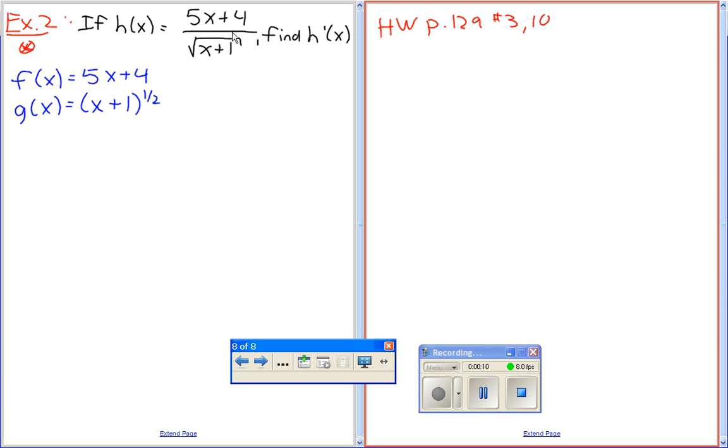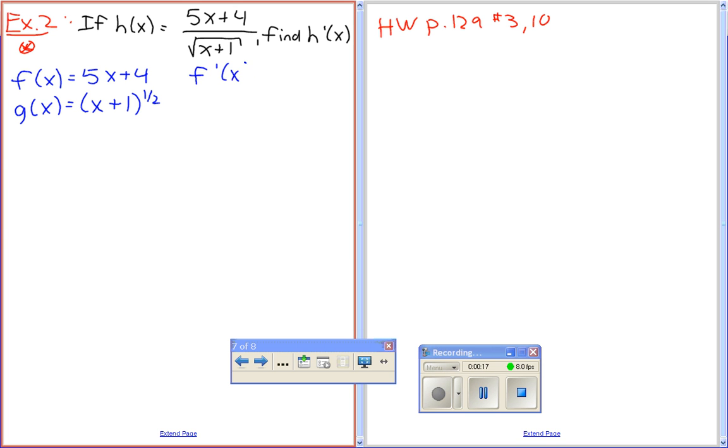Austin, Leon, I'm stepping in. Austin, what's f prime of x, please? It's going to be 5. And since these are easy, you can do the next one too. What's g prime of x? 1/2 bracket x plus 1 bracket to the negative. Okay, h prime of x.